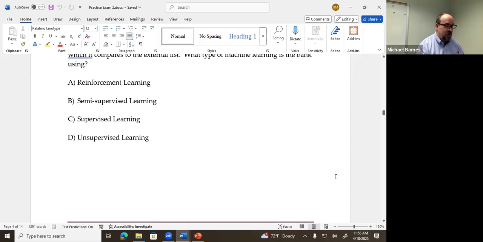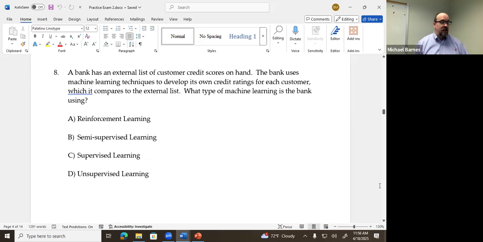A bank has an external list of customer credit scores on hand. The bank uses machine learning techniques to develop its own credit ratings for each customer, which it compares to the external list. Which type of machine learning is the bank using? So the bank has a list of the customer credit scores. Remember, the credit scores are developed based on inputs that are generated to drive that output. So it knows what the inputs are and it knows what the outputs are. That is considered supervised learning, because supervised learning by definition is a known set of inputs and outputs. It's using the machine learning tool to see if we are getting the same results as they would developing credit ratings, and trying to use that tool to develop a credit ratings analysis system.